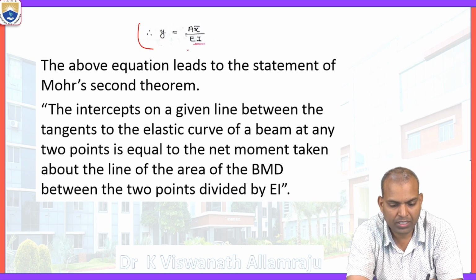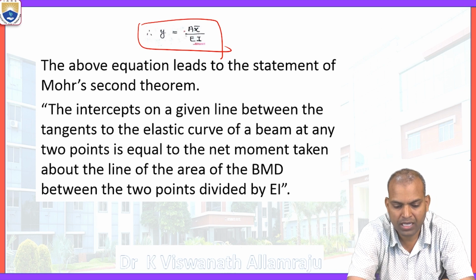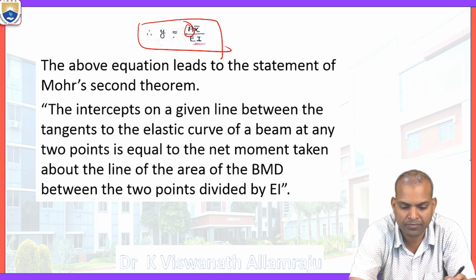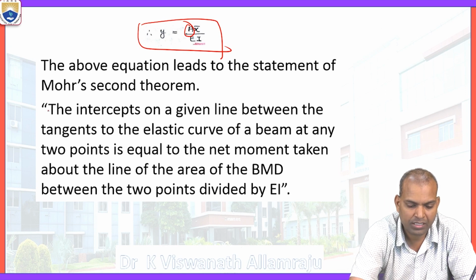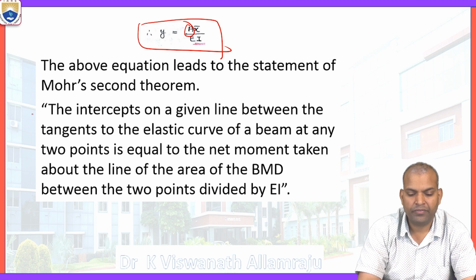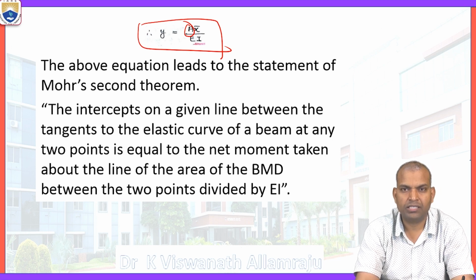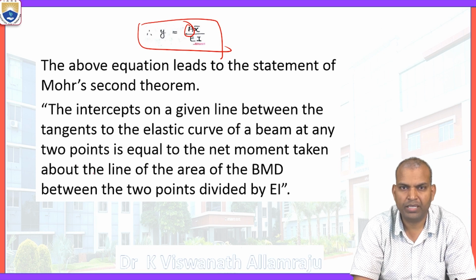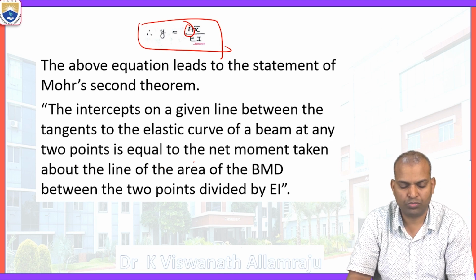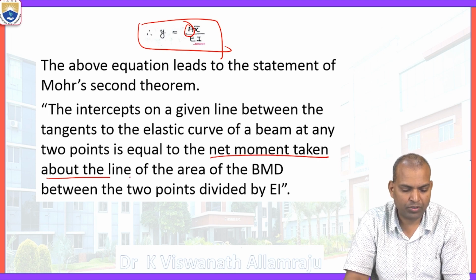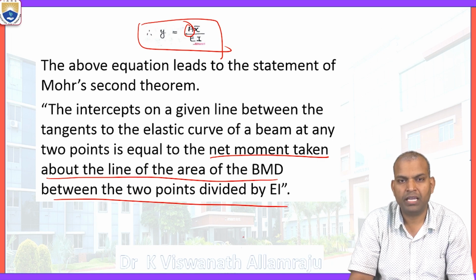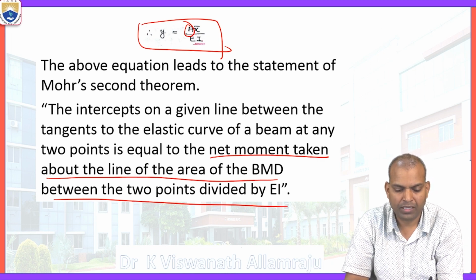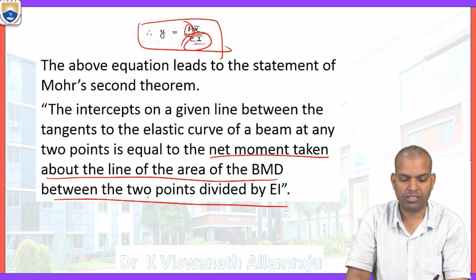So this is y equal to A x bar by EI. What is the A? Again, the moment area of the bending moment diagram. So what is the second moment theorem? The intercepts on a given line between the tangents to the elastic curve of a beam at any 2 points is equal to the net moment taken about the line of the area of the bending moment diagram between the 2 points, that is A x bar, divided by EI. What is the EI? Flexural rigidity.